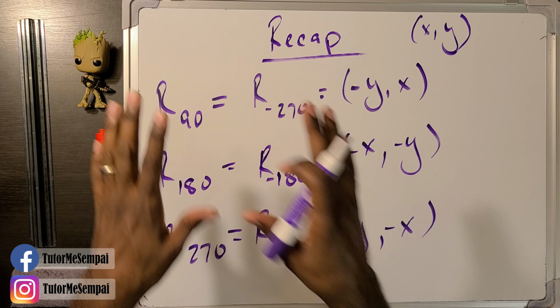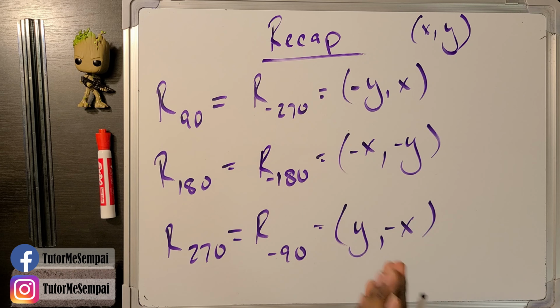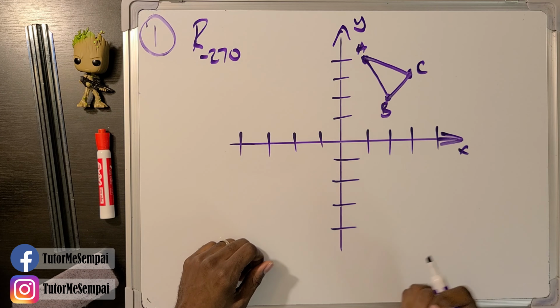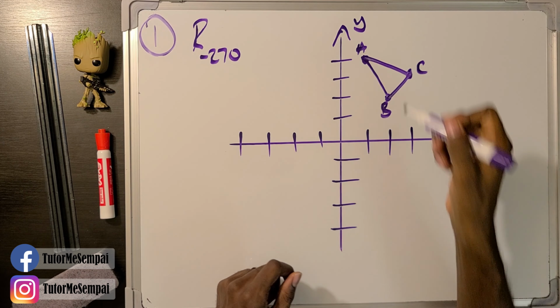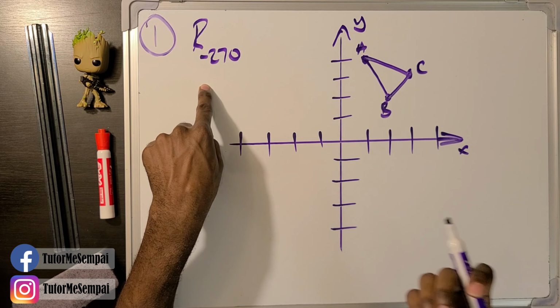So we're going to use our knowledge about these equivalencies and our knowledge on this shortcut to attack our first example. Let's jump straight in. So this is our example 1 for today. We have this triangle ABC, and we're going to rotate it clockwise 270 degrees.